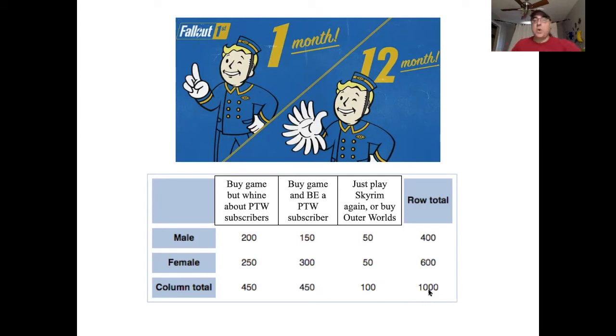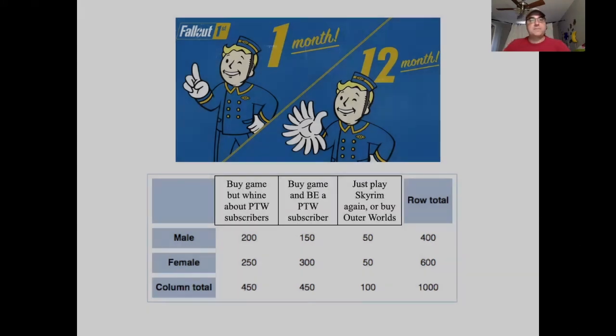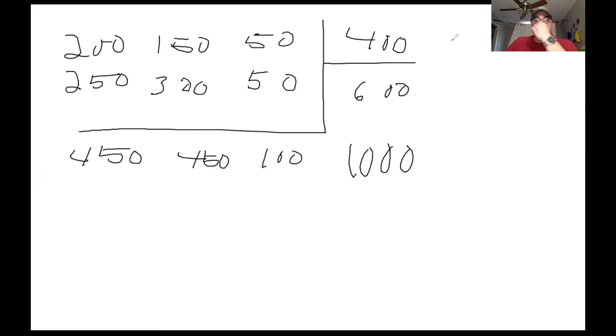Now, here's the question. Does being male or female affect the probability that you will be in one or another of these categories? So the first thing that we actually need to do is to figure out what the expected frequencies are for each one of these categories. All right, so what we need is expected frequencies. In order to get one for each one of these categories, we need to multiply the row total by the column total and divide by the grand total.